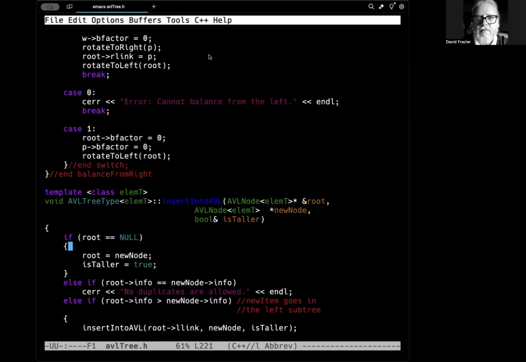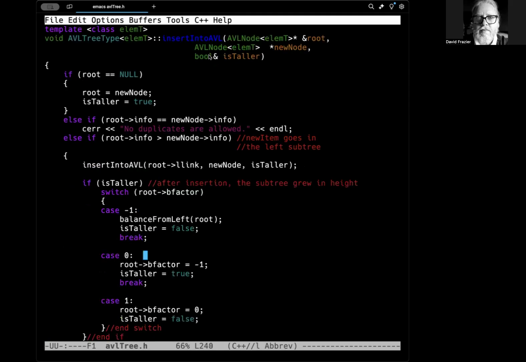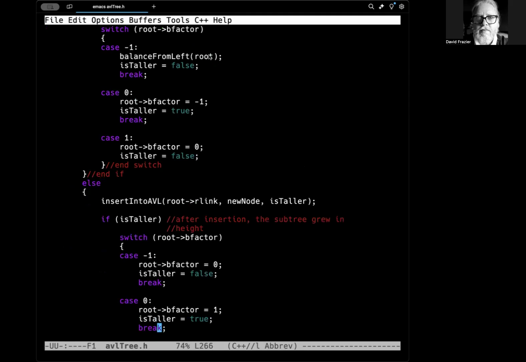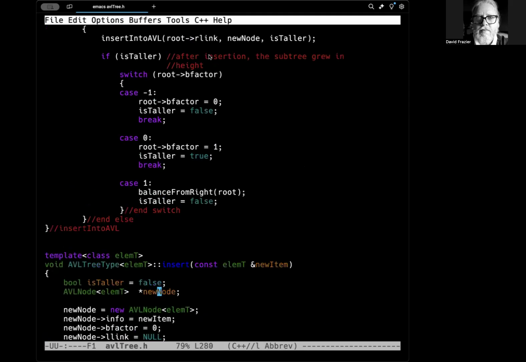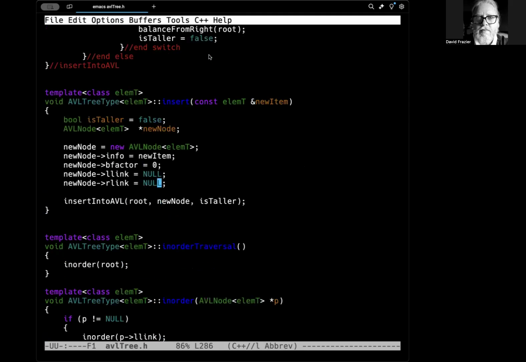Which gets us into our insert to AVL, but we start with the insert typically, which is down here. This keeps track of this idea, a Boolean called is taller, which is helpful because if the tree doesn't change in height, we don't have to worry about it. If we add a node that doesn't change the height of the tree, it can't have changed any of the balance factors. So we just move on.